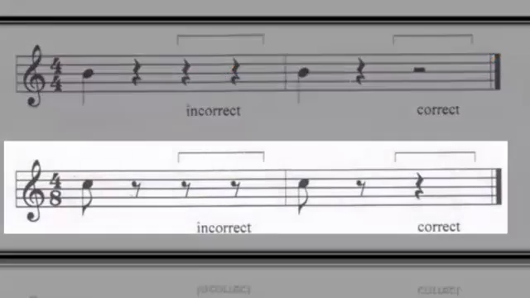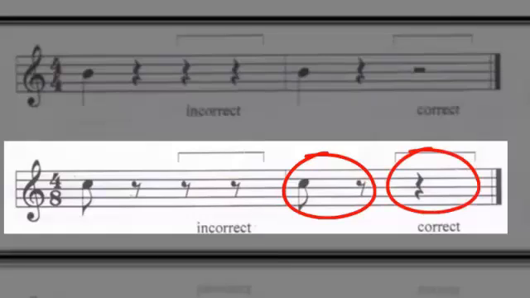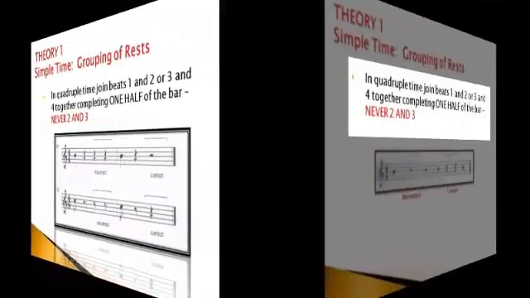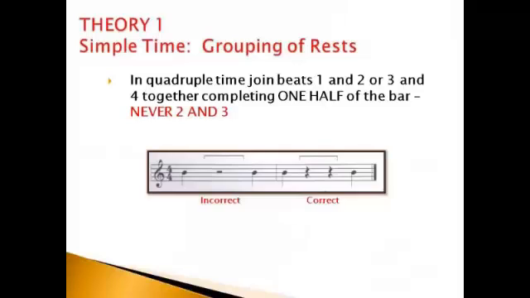In the second example in 4/8 time, it's the same thing. You have an eighth note and then an eighth rest. Then you would have a quarter rest for the last 2 beats in the measure. Remember what I said? You can join beats 1 and 2 together, and you can join beats 3 and 4 together, but you can never join beats 2 and 3 together.